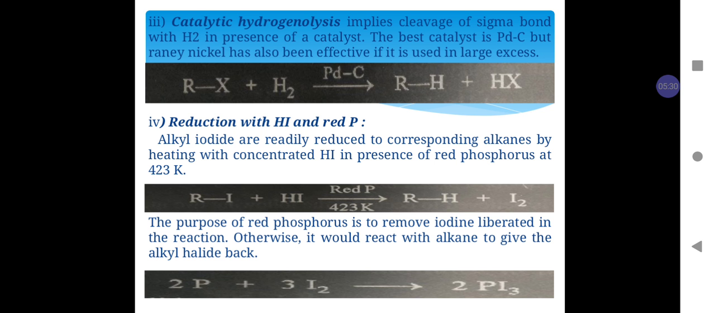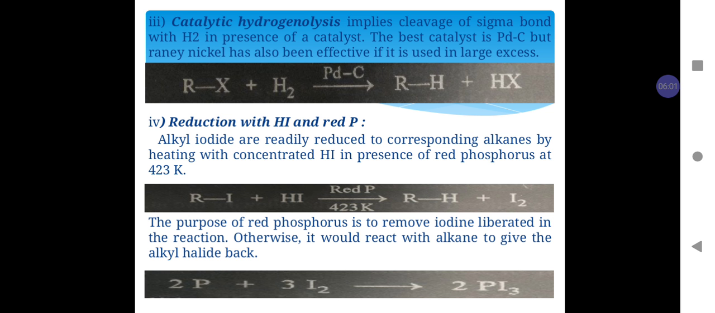Next is catalytic hydrogenolysis. Catalytic hydrogenolysis means cleavage of sigma bond with hydrogen in presence of a catalyst. Palladium in presence of carbon is the best catalyst for this reaction, but Raney nickel can also be used for this method effectively if it is used in excess amount.